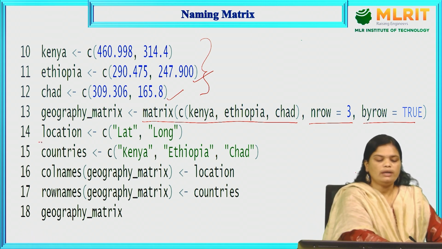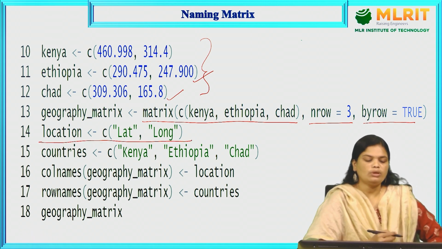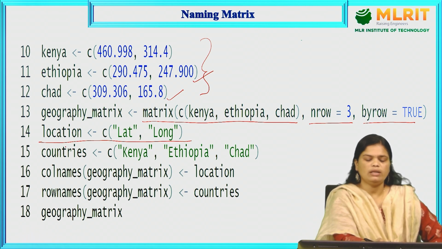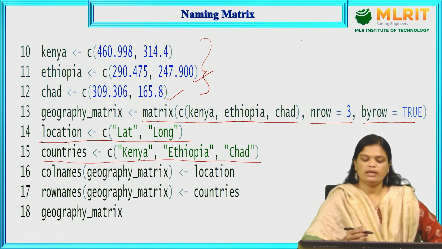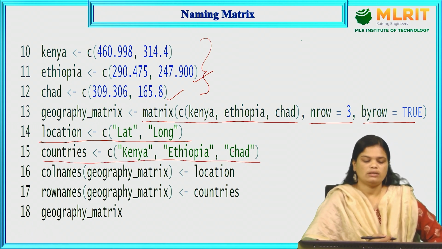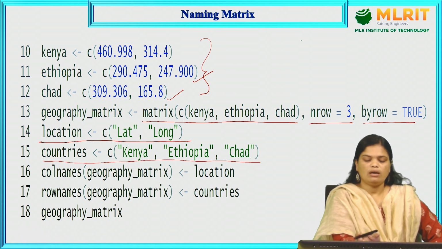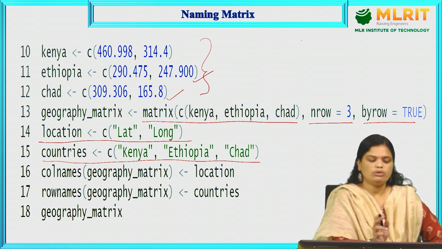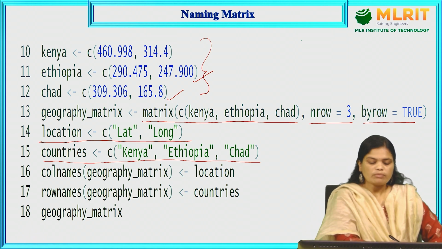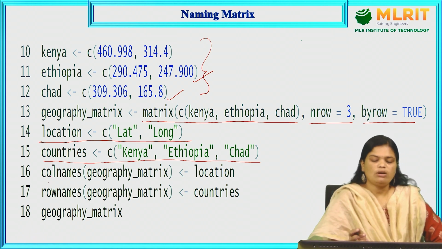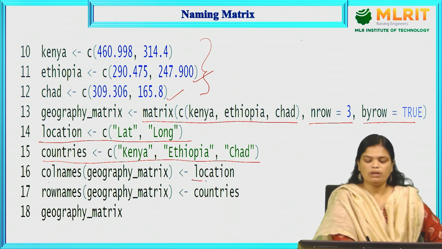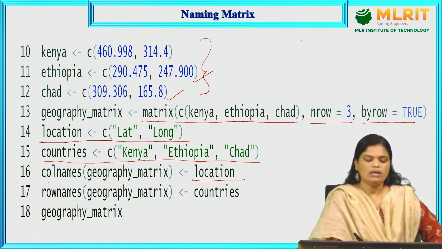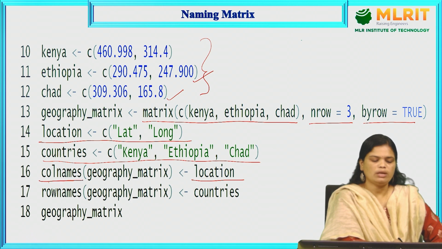Now look at here, I have defined one more variable. In that variable I am storing latitude and longitude. And I am having countries here: Kenya, Ethiopia and Chad. I am declaring the country names and storing them in the variable countries. Now, instead of manually giving the values, whatever values I have declared in location, I am assigning to the column names.